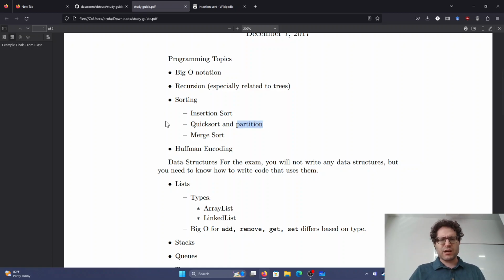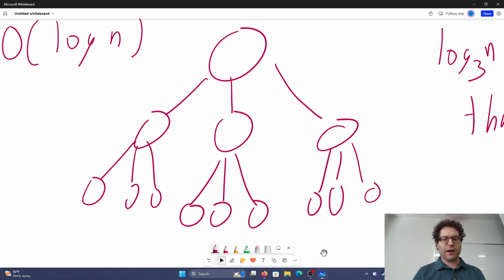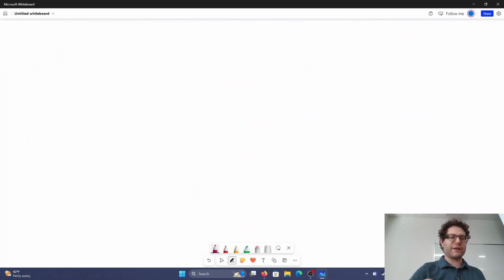Quicksort and partition. Quicksort we care about because even though it's O of n squared worst case, we generally look at it as an n log n algorithm. Know why we care about it, the rationale for it being n log n. Also, partition. Know how to do partition. On my exam, I generally ask you to do this, and I'm going to go over it because we didn't do the sorting assignment in class.